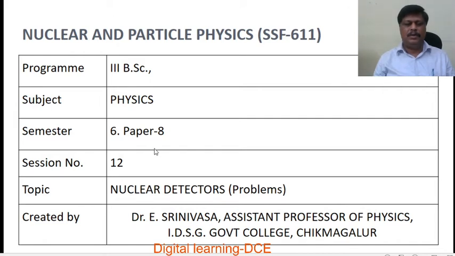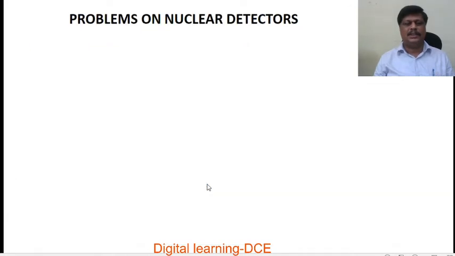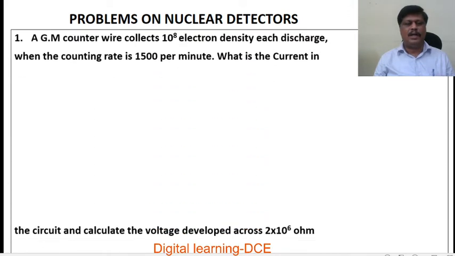In this video, I am going to explain how to solve the problems on nuclear detectors. This is a chapter for 3rd BSc Physics students studying in 6th SEM for paper 8 Nuclear and Particle Physics, SSF 611, and this is the video for session number 12. So let us discuss the problems one by one.